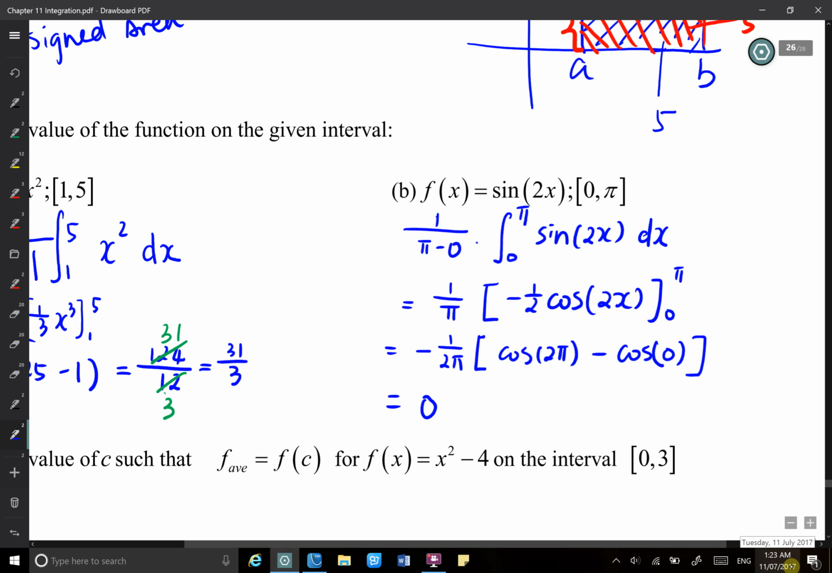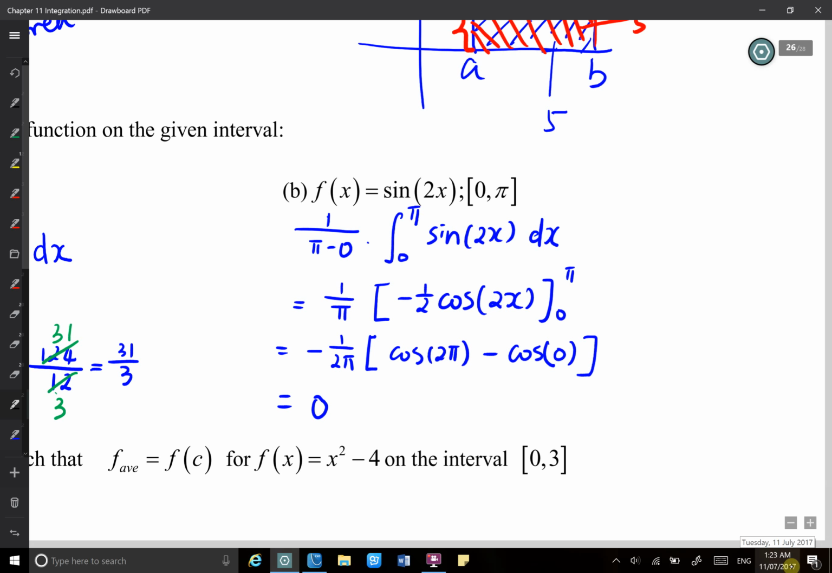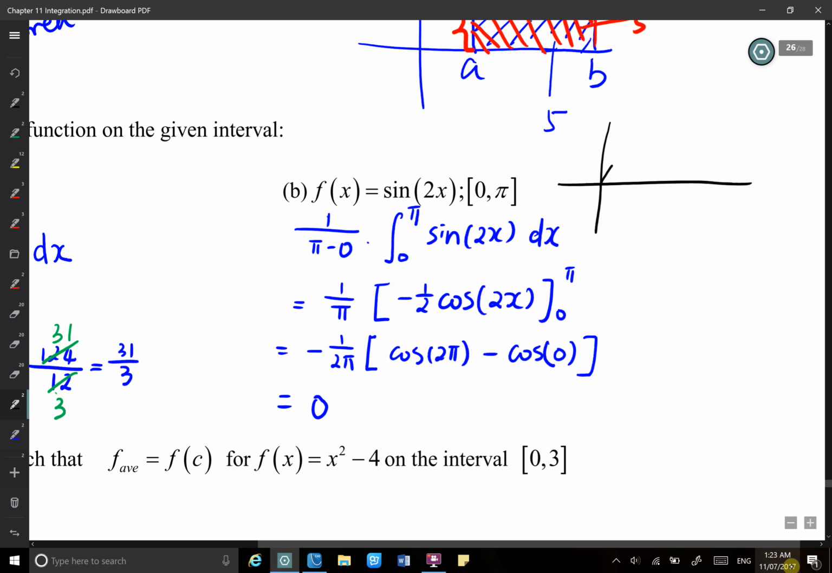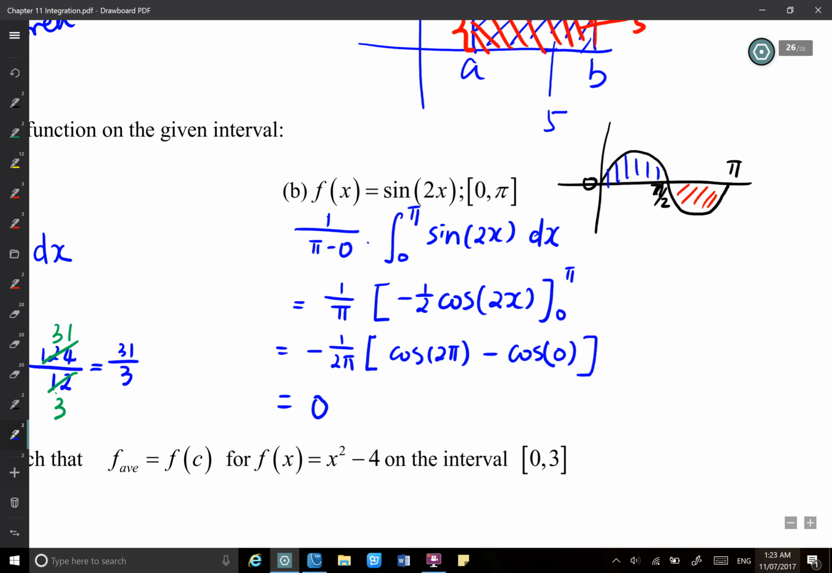You may question why the area will be 0. So let's sketch sine 2x. The period is pi now, so that's pi over 2, that's 0. You can note this blue area is the same as this red area. The signed area under the curve from 0 to pi of this graph is 0, which means there's no net area. Therefore, the width must be 0 as well.